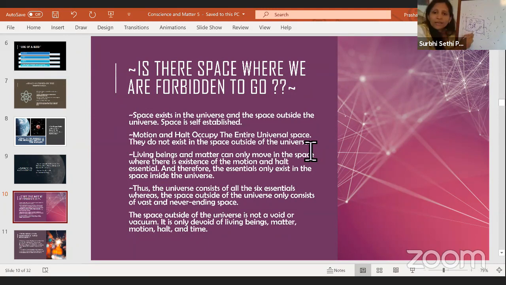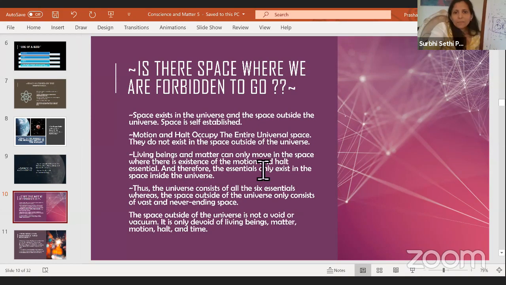Okay, so what about the matter essential? Since the soul essential cannot move around or exit this universal space, the same thing applies to the matter essential. It can't exit this space. So it's very clear that all these six essentials remain inside the universal space. It is only one essential, the space essential, which is present beyond, and it's covering all the complete space, which is not even universe, which is beyond the universe. Okay, so yes, there is a place which is forbidden for us to go. What is that place? This is anti-universe, anti-cosmos, or a place beyond the universal space. That's the place where we cannot go.